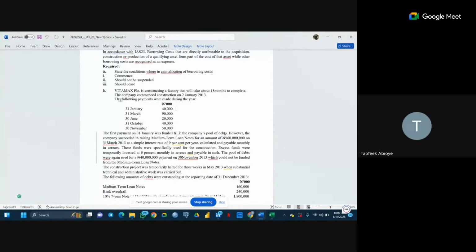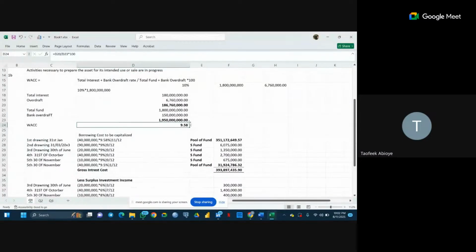And don't forget that we now have the rate for every fund that we take from the pool of debt to be 9.58, which is the reason why we use 9.58 to multiply this 40 million. Now, let me explain this operation to us.